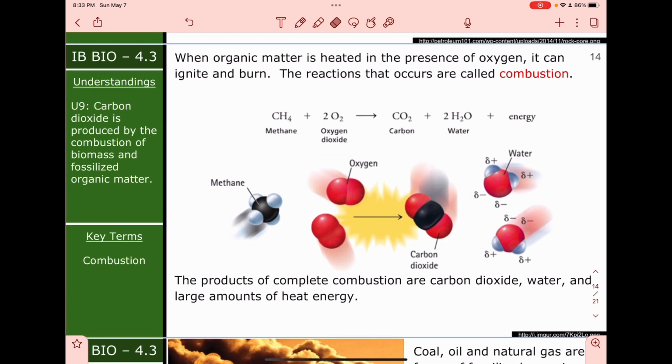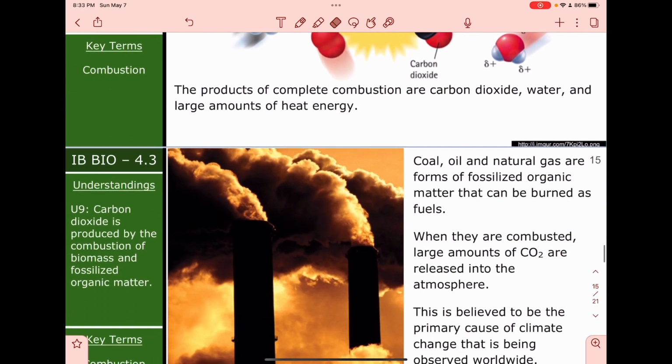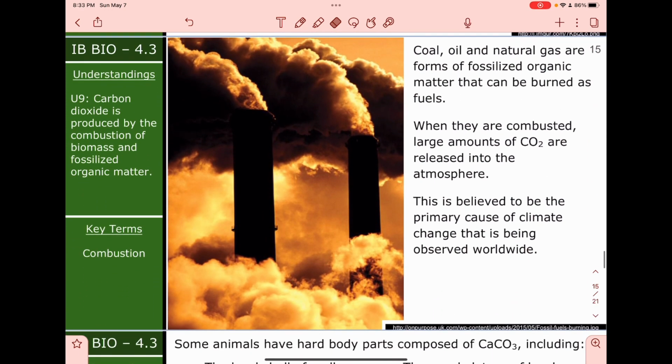Okay, so understanding number 9: carbon dioxide is produced by the combustion of biomass and fossilized organic matter. So, coal, oil, and natural gas are forms of fossilized organic matter that can be burned as fuels. When they are combusted, large amounts of carbon dioxide are released into the atmosphere. This is believed to be a primary cause of climate change that is being observed worldwide.